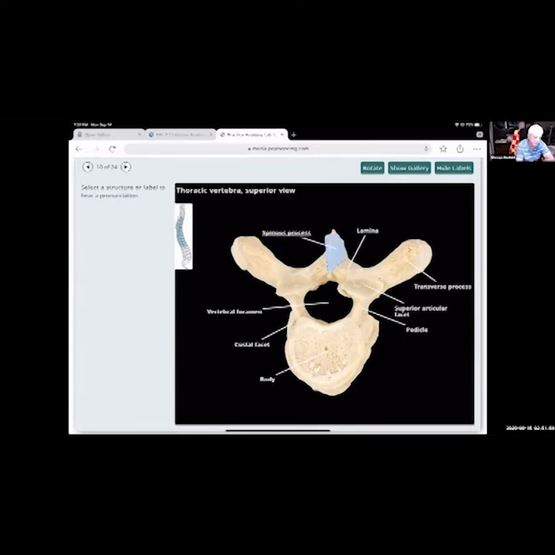Spinous process always points posteriorly. The transverse processes always point laterally to the sides. The superior articular facet. Okay. If this is T1, what vertebra does the superior articular facet articulate with? C7. C7. Perfect. The last cervical vertebra.